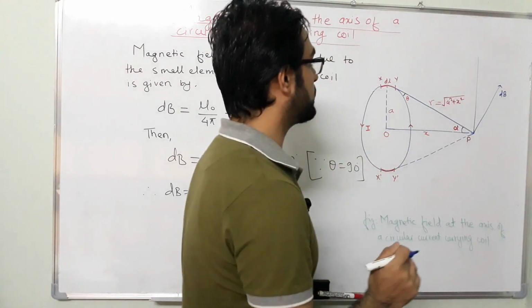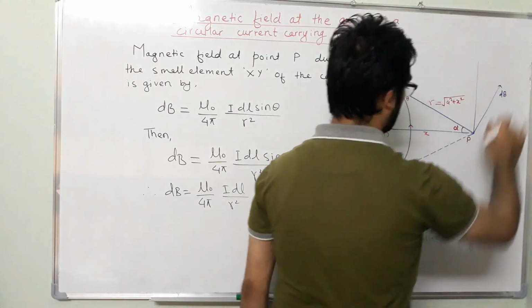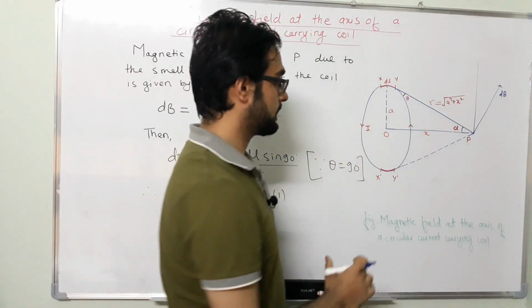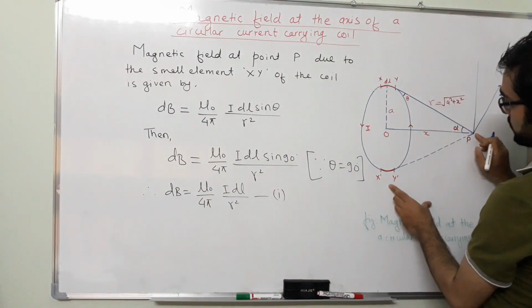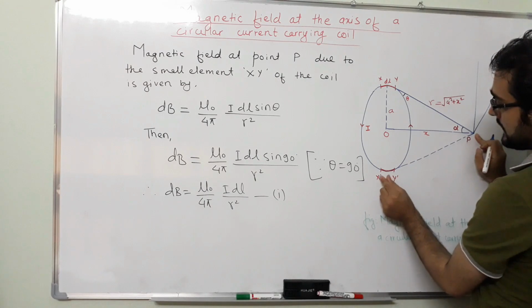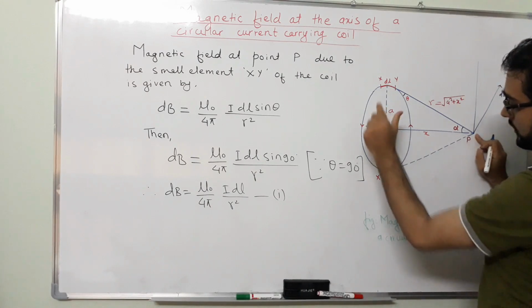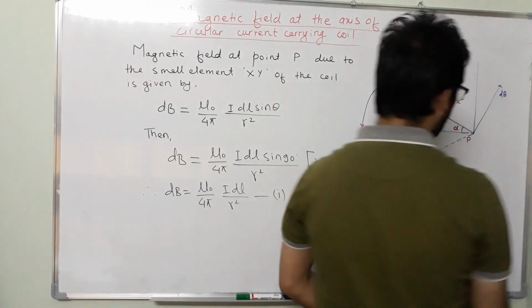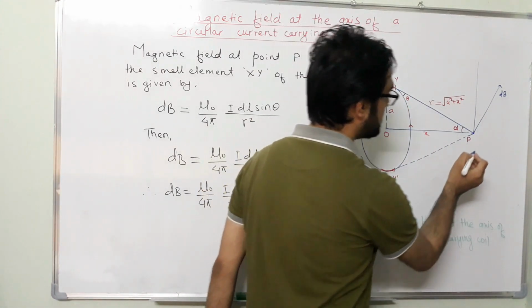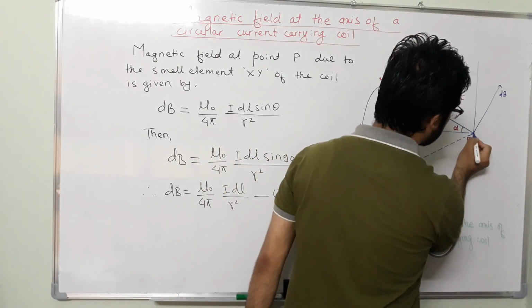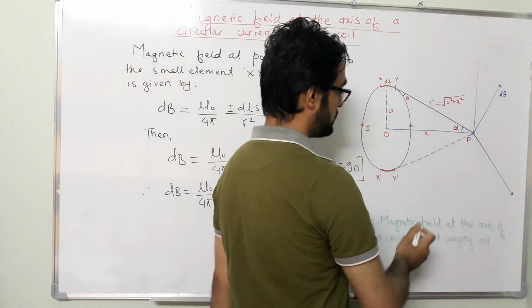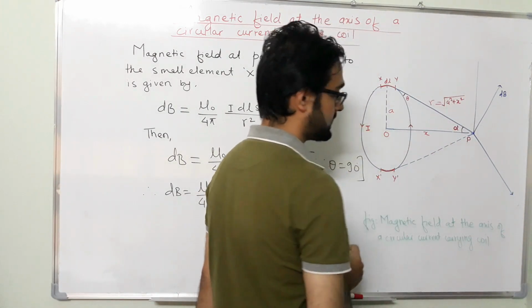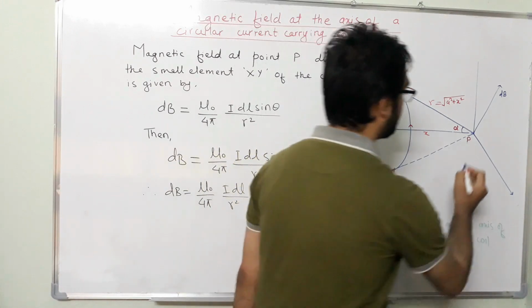And in a similar way, in the lower section, a small magnetic field dB is produced here due to the small section x dash y dash of the conductor in the lower section. And in the lower section, the magnetic field is directed in this direction, perpendicular to the plane joining point P and the small section of the conductor.